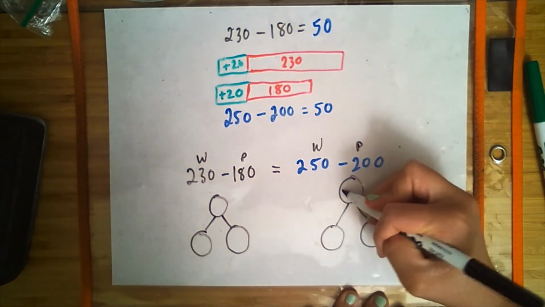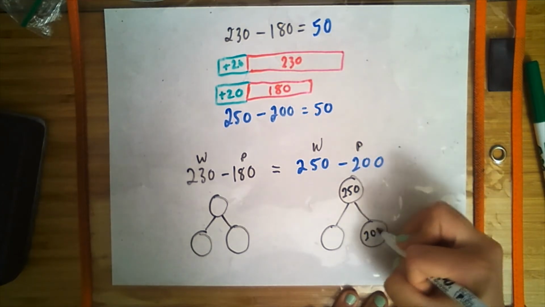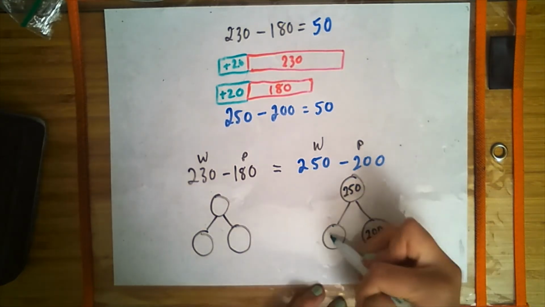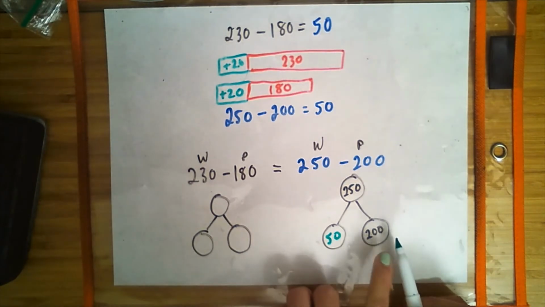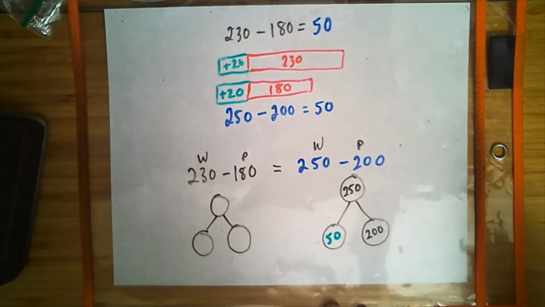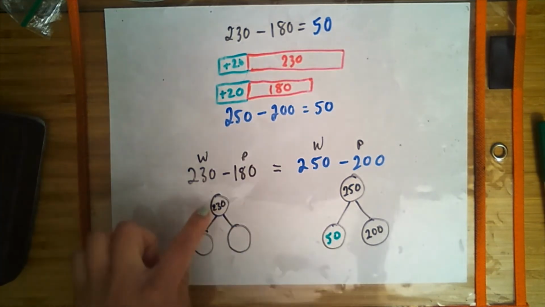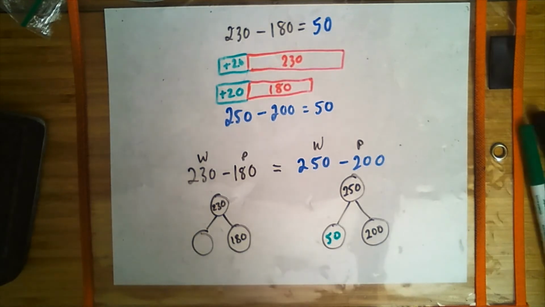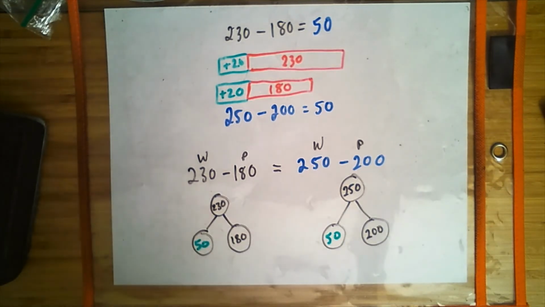Our whole would be 250. Our missing part is 200 in this number bond. Our missing part is 50 because we need 50 more. When we add 50 more to 200, we get 250. 230 is our whole. 180 is our part. And it does, in fact, take us 50 to get to 230 from 180.